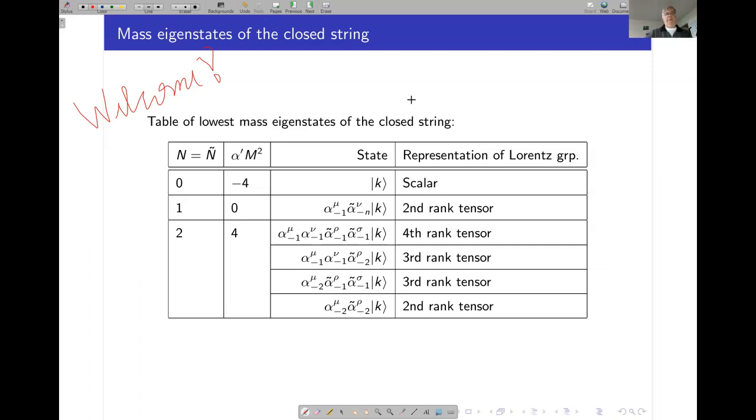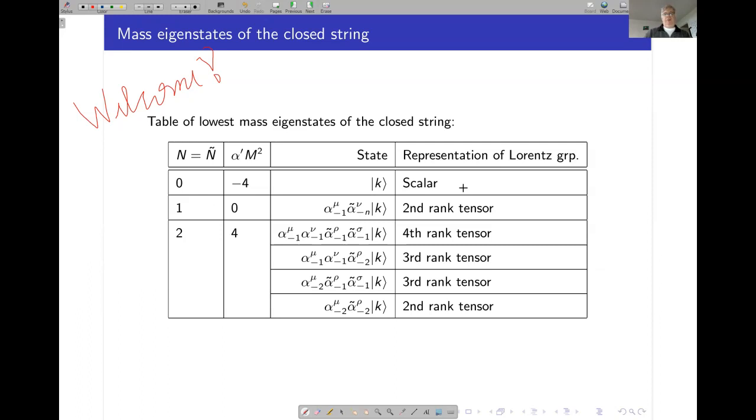So I think last time we ended up somewhere in the middle of understanding the mass spectrum of the closed string. So let's rewind a little bit. I've brought up here a table where we can see the lowest mass eigenstates of the closed strings as they appear once we have imposed the L0 constraints, which give us the mass formula and the level matching. We start out at level 0 with the scalar tachyon.